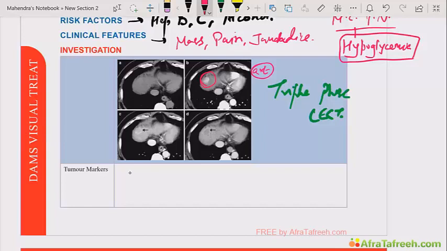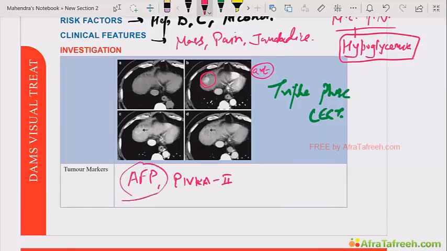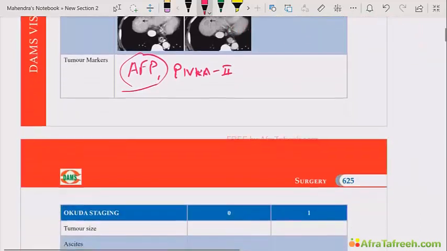The clinically used tumor marker is alpha-fetoprotein. Also there is PIVKA-2 that can be used as a tumor marker, but practically speaking, alpha-fetoprotein is the main tumor marker. Okay, so triple phase CT is the investigation of choice.